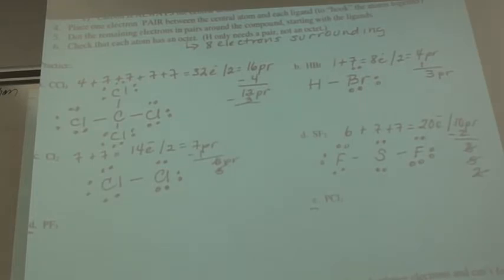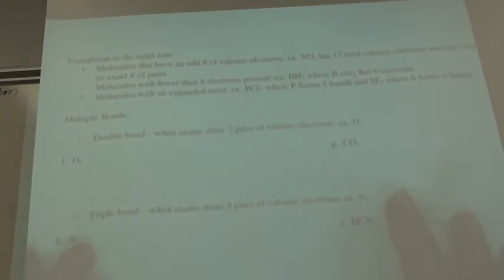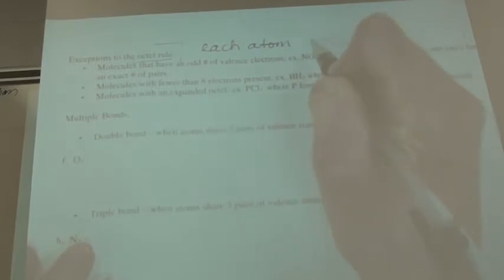That would be great if this worked out every day of the week, every single time. Will it? No. Oh, rats. I just learned this part. I know. It'll be fine. There are exceptions to the octet rule. What is the octet rule? 8 electrons. Okay, each atom has 8 electrons.